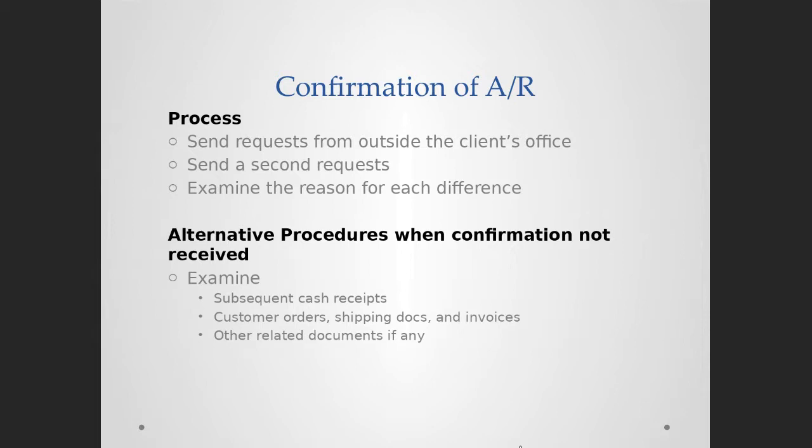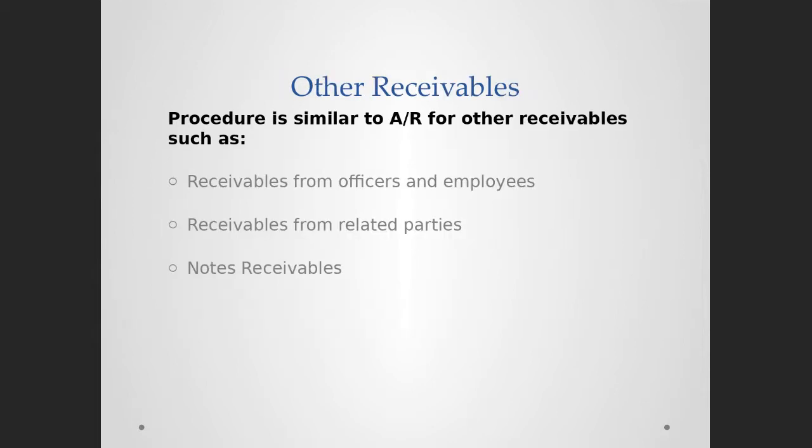So this is the end of the accounts receivable audit. For other receivables, such as officers and employee receivables, related party receivables, and notes receivables, these are very few and you can usually confirm them very easily. If they are large amounts, you can pursue and confirm them and make sure that they are correct. There's a question here.